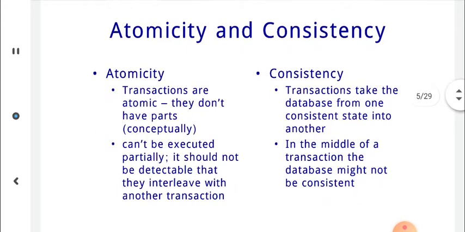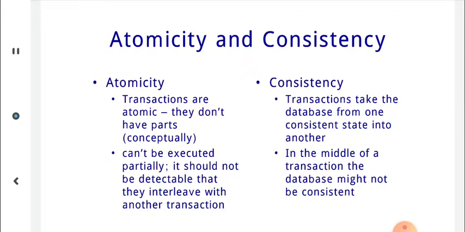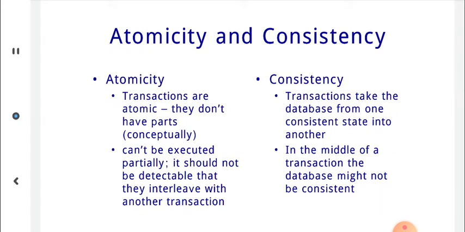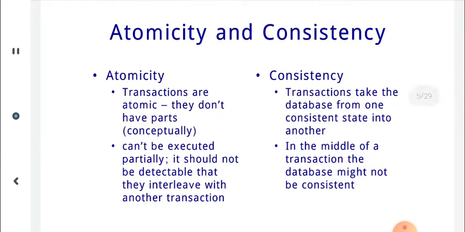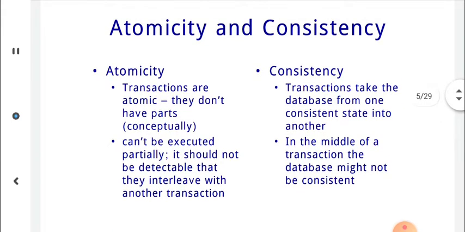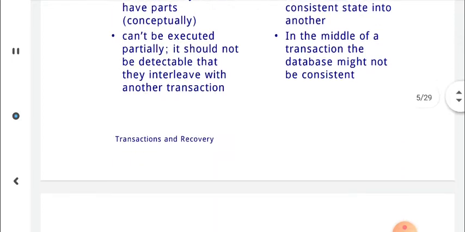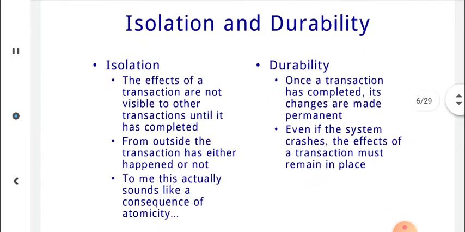Talking about all these four points, atomicity: transactions are atomic, they don't have parts. Conceptually, a transaction can be executed partially, but it should not be detectable, with no interleaving with another transaction. That means every transaction runs on its own. Consistency: transactions take the database from one consistent state into another, and in the middle of the transaction, the database might not be consistent. Why? Because there is some operation going on, and the operation is not complete yet.